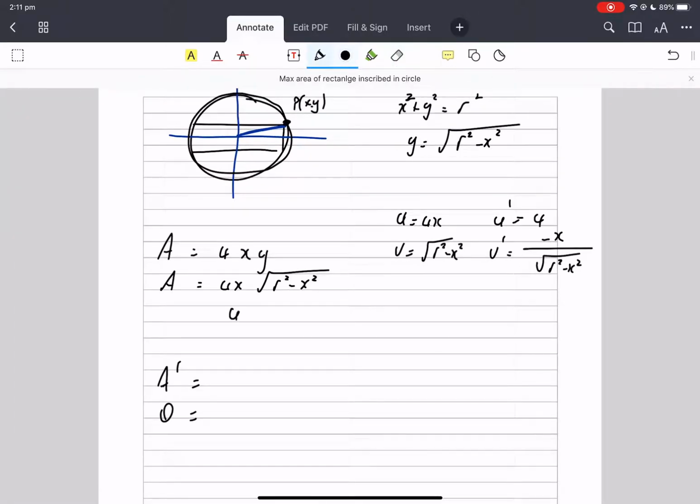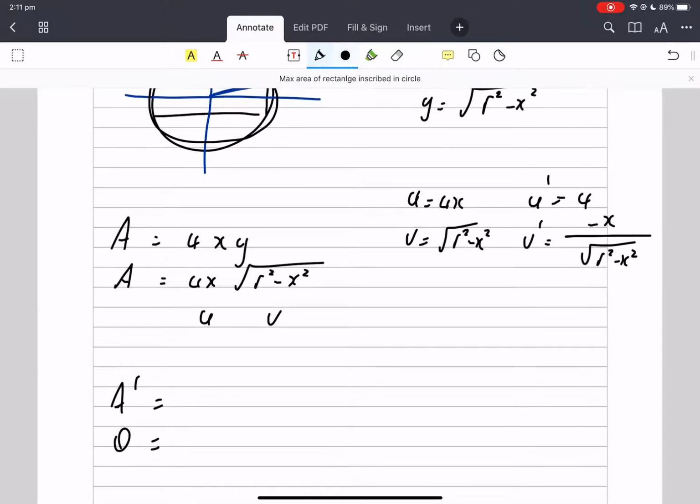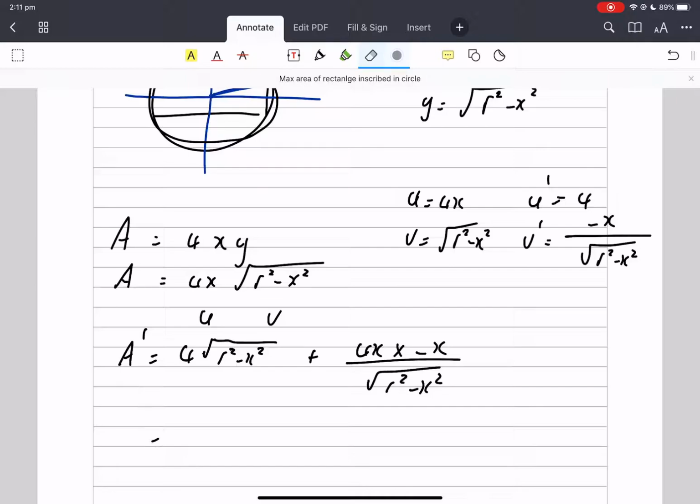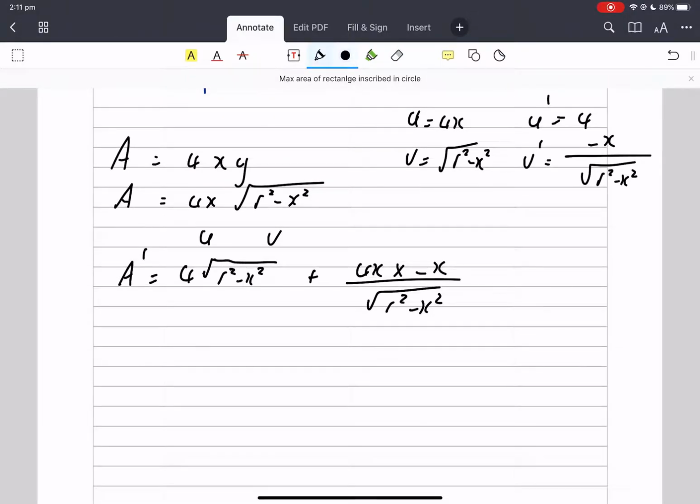Okay, so clearly that's u and that's v. So A dash equals v u dash plus u v dash. Okay, we are going to add fractions. So when I multiply the top by the root, that's going to undo the square root. The magic of an electric pen. Wow, electric pen, is that what it's called? Okay.